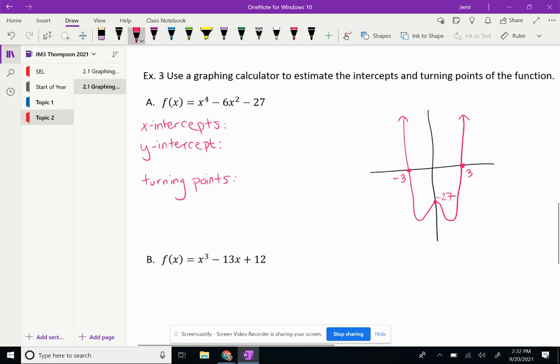I checked your Savas homework that goes with 2-1, and it doesn't want coordinates. It just wants you to list the intercepts. So in this case, my intercepts are -3 and 3. That's where they cross the x-axis. And then my y-intercept crosses at -27.